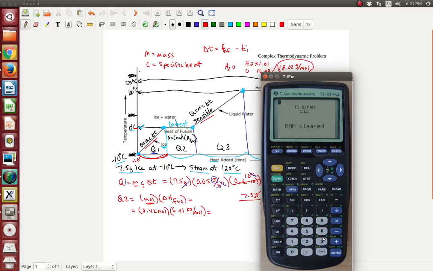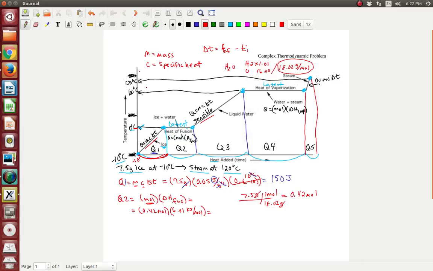And that's 0.42 times 6.01. It's 2.5 kilojoules. The moles will cancel out right here, moles and moles. So that's Q2. Now, that gets us from this area. We added that many more joules to get to this point.